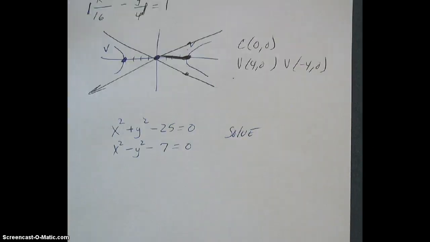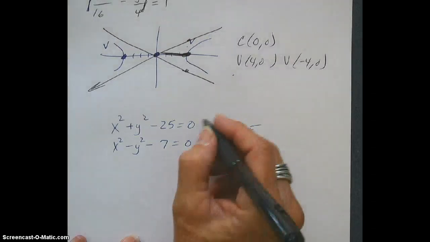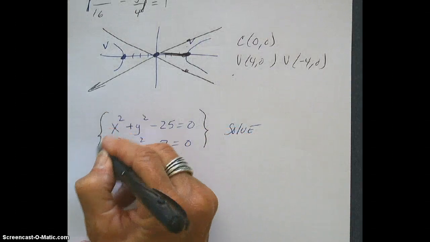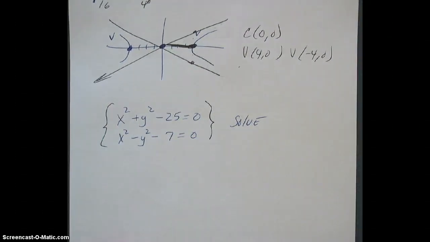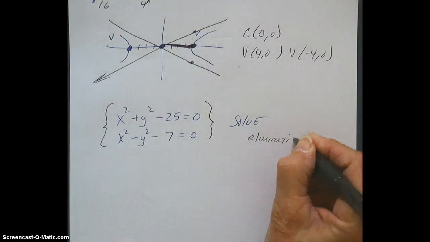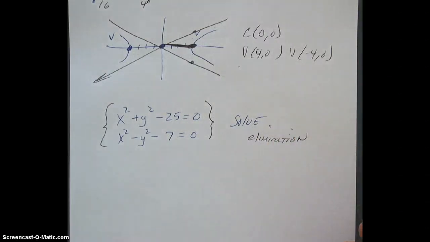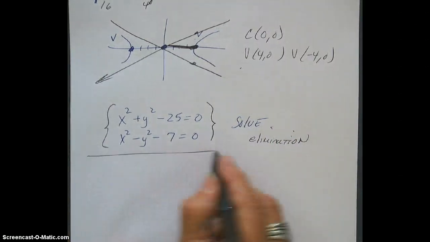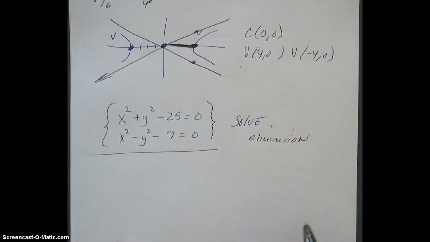The last type of problem we saw in this section was finding where these conics intersect. And this is bringing in a concept that we learned last semester as well. We have a system, so we're trying to find the points of intersection. Probably the easiest way to solve this is with elimination, because we're going to try to see if I can combine these and get rid of a variable.